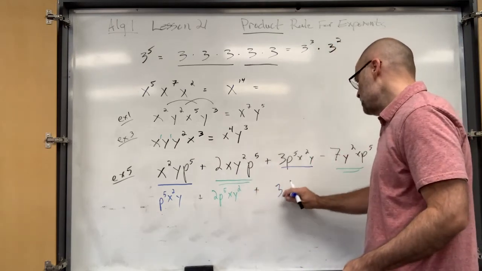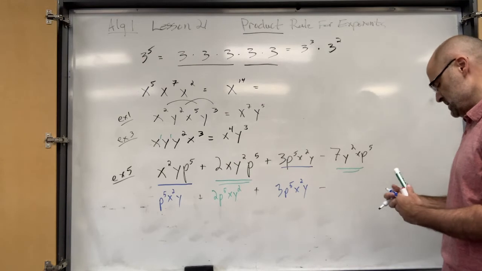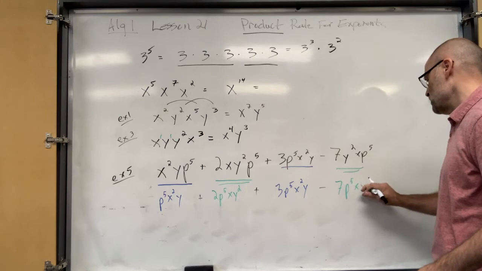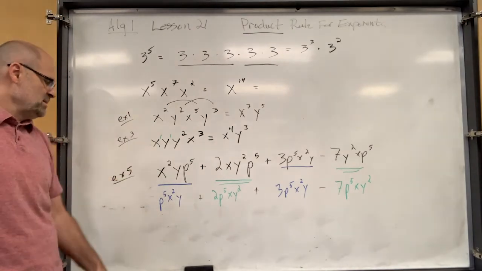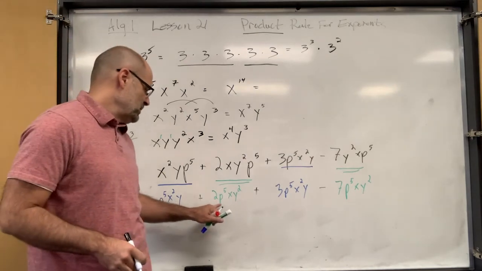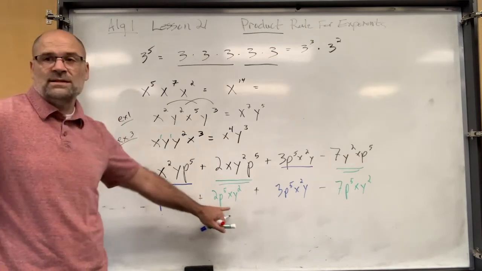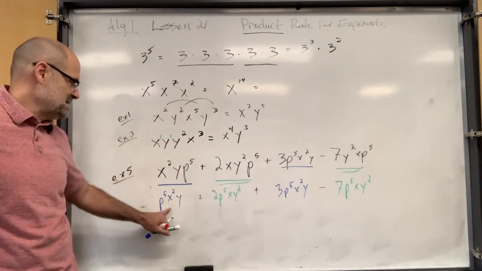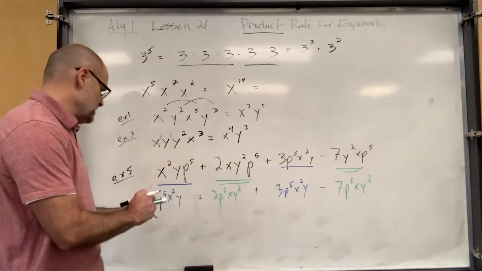This one is 3p to the 5th x squared y, same thing, minus 7p to the 5th xy squared. So if you're confused at all, if you alphabetize each term, then now it's easy to see which ones are like terms. Oh, here's a p to the 5th x squared y. Oh, p to the 5th xy squared. Oh, that's a little different. Unless you're a little dyslexic, then those might look the same, right? So be careful. But I can see that these are the same, p to the 5th x squared y, p to the 5th x squared y, so combine those together.